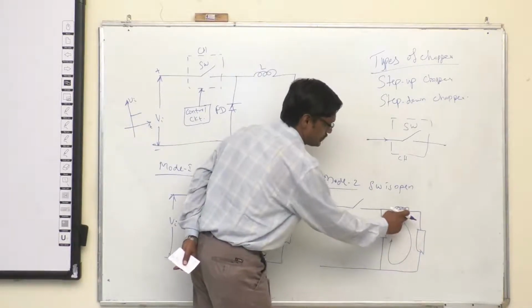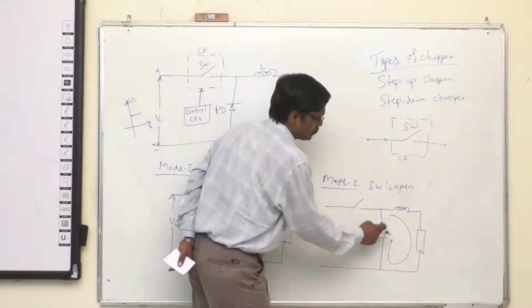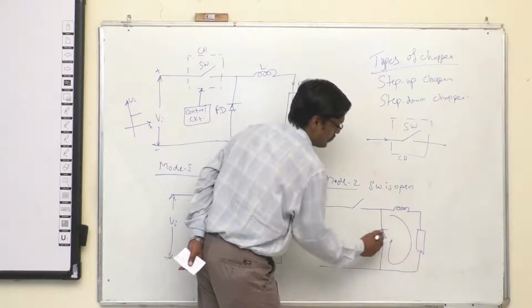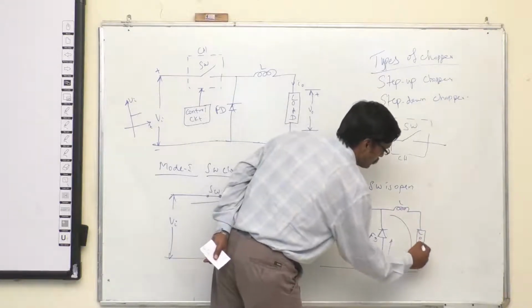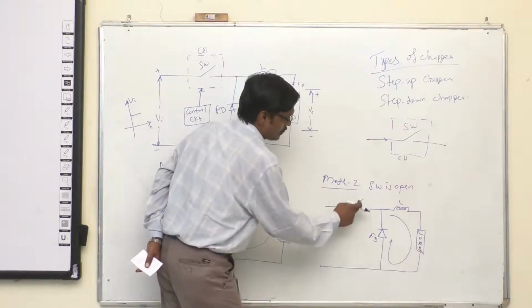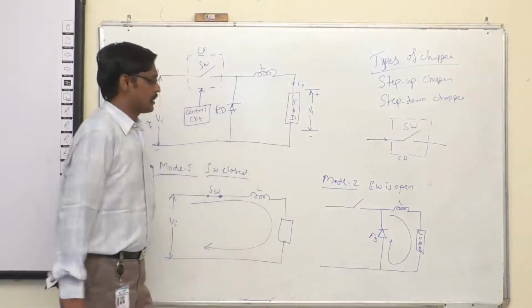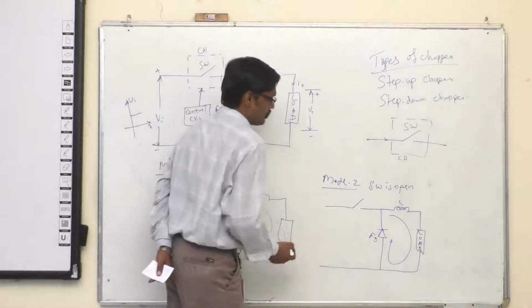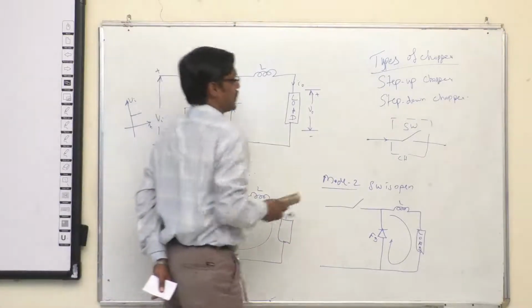Because of the polarity change in the inductor, the diode becomes forward biased. So the current will flow through this freewheeling diode, inductor and load. And during this second mode of operation, since the switch is open, there is no current flow in the input side. So now we can see the waveforms, so we can have a better idea.